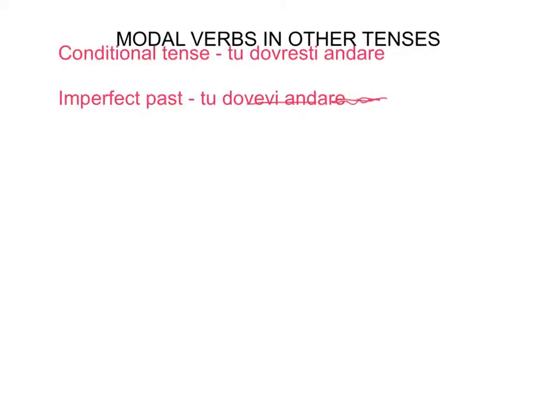We can also use the imperfect past. For example, where we use tu dovresti andare in the conditional, we could change the conjugation of dovere into the imperfect. Dovevi. Tu dovevi andare, you were having to go. You should have gone.